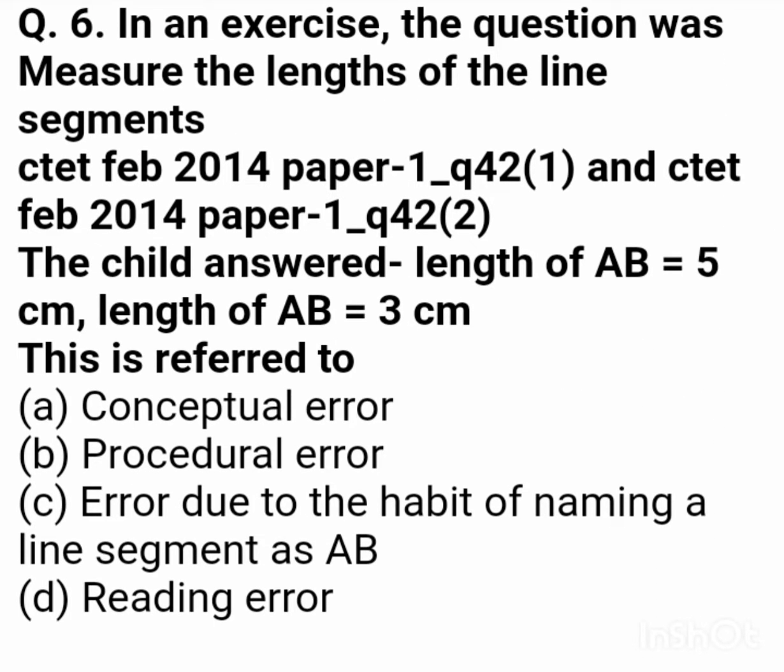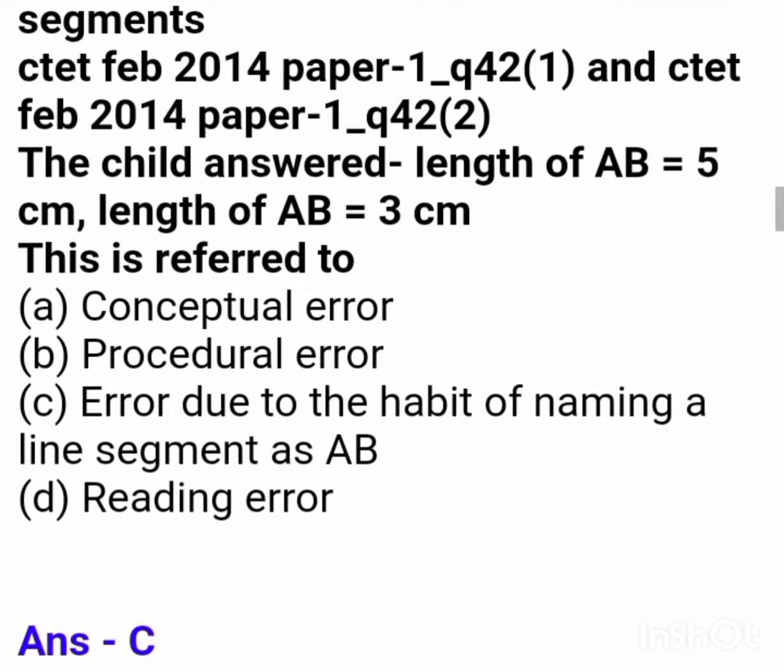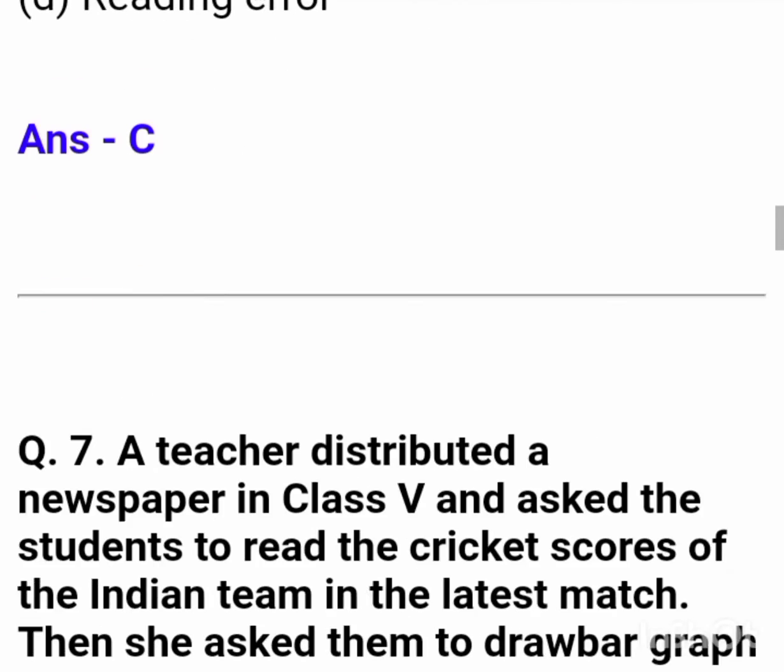Question 6. In an exercise, the question was to measure the length of the line segments. The child answered length of AB equal to 5 cm, length of AB equal to 3 cm. This is referred to as error due to the habit of naming a line segment as AB.